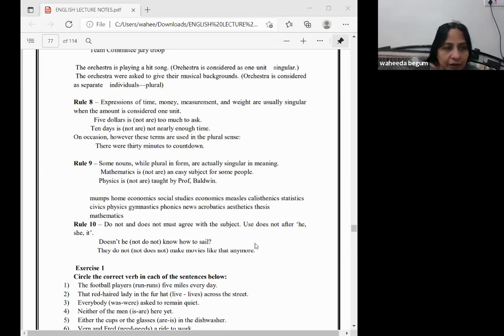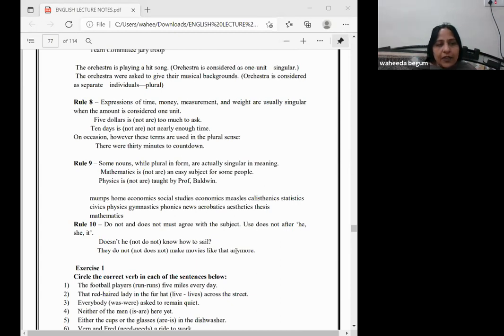On occasion, however, these terms are used in the plural sense. There were 30 minutes to count down. There are some exceptions wherein they are used as were or are. The verb is plural here. There were 30 minutes to count down, because they are breaking into separate entities now.